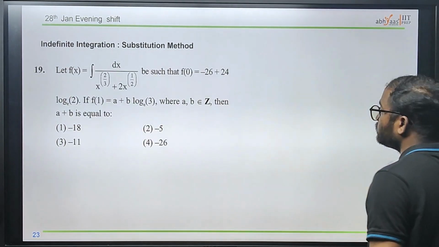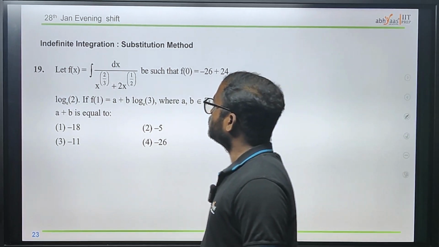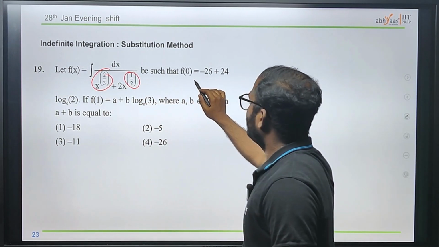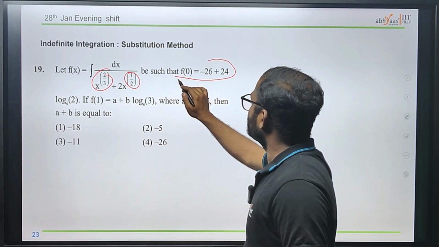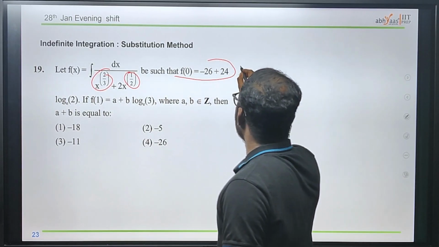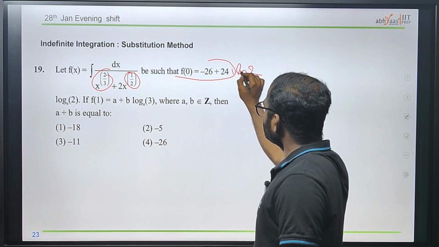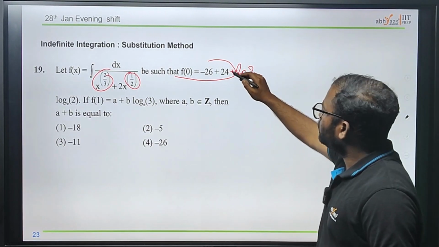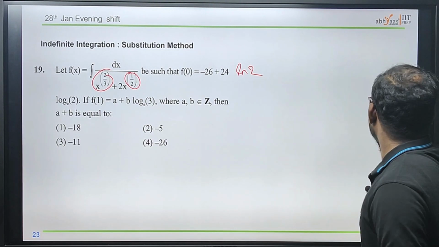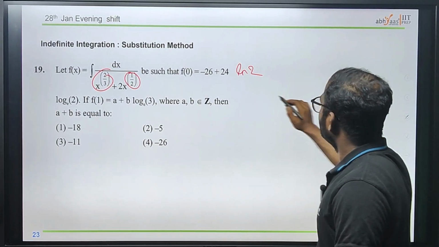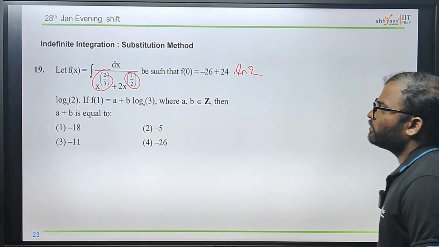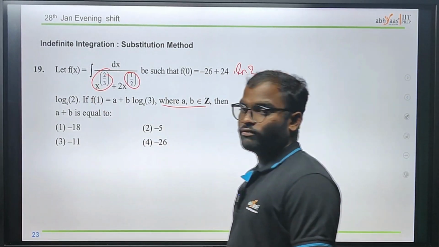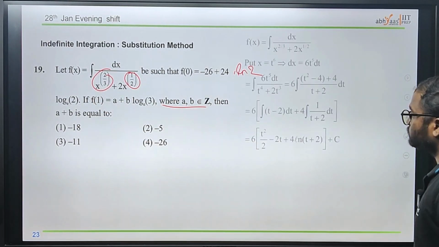Okay, now based on the substitution method, we can easily solve this one. See here, we got fractions, such that they are given f of 0 is equal to minus 26 plus 24 log 2. Sorry, not plus, multiplication. Then we have, if f of 1 is equal to a plus b log 3, where a and b are integers, then what is the value of a plus b?